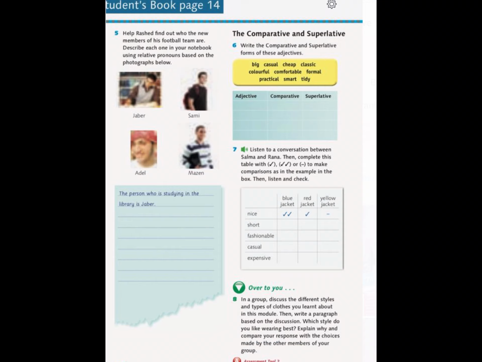Now, for two or more syllables, for example, beautiful. Beautiful is three syllables. We cannot say beautifuler or beautifulest. No. Beautiful is the adjective. We add more to the comparative, like I said, so it becomes more beautiful. And for the superlative, we say the most beautiful.